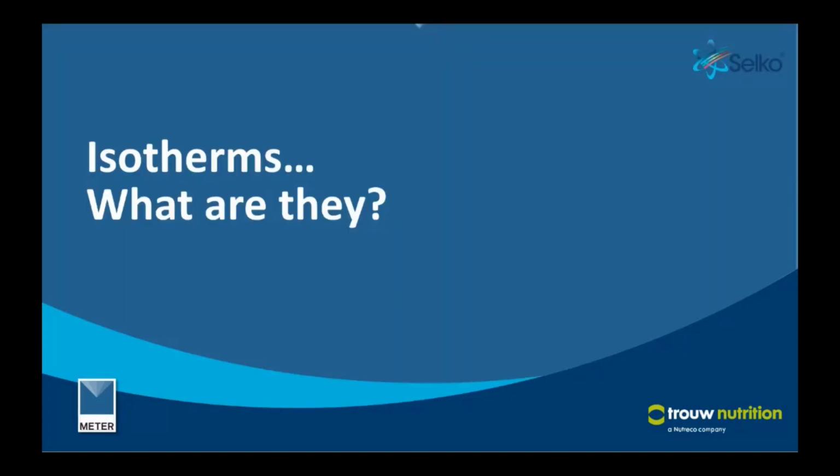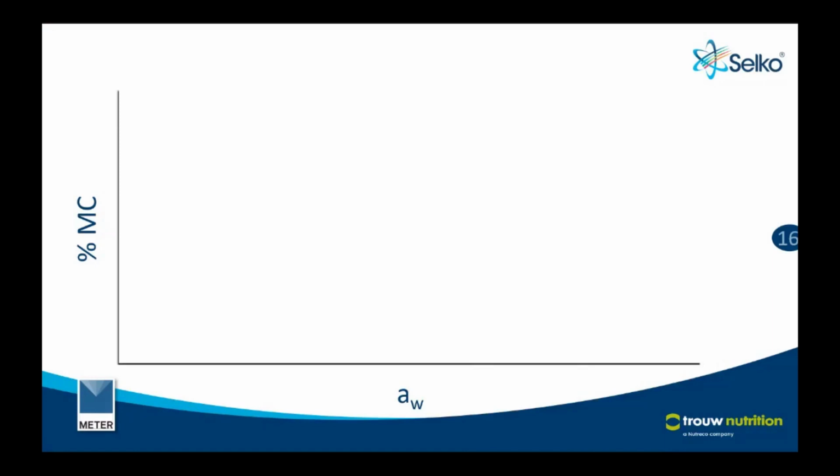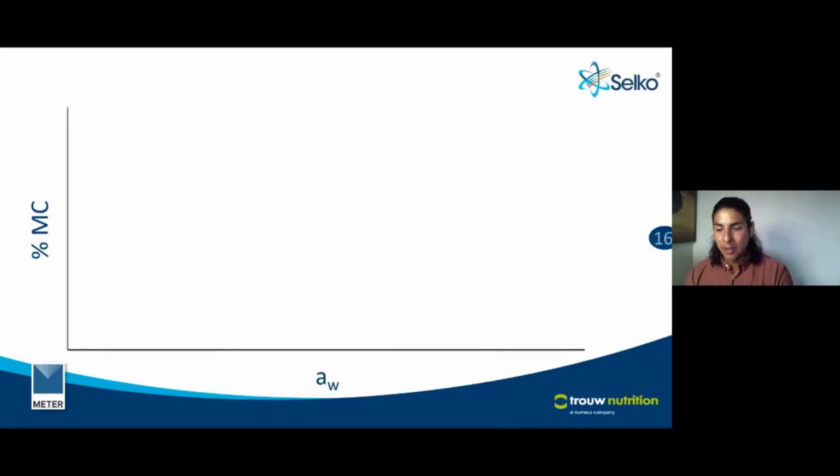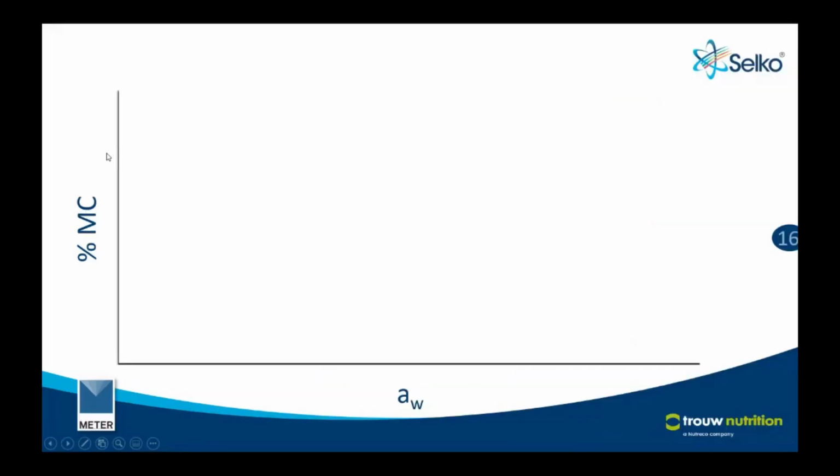All right, next we will be talking about moisture sorption isotherms and just what they are and what they can be used for. So this is a figure that I like to show to explain what an isotherm is. On the x-axis here, you'll see water activity. Again, this is a measure of water energy that ranges from 0 to 1. And then along your y-axis, you have percent moisture content. So every time you take a water activity measurement, there is a corresponding moisture content value.